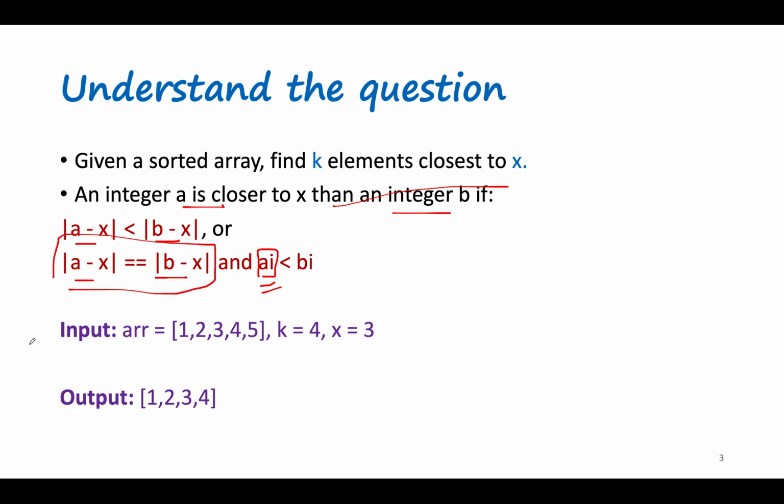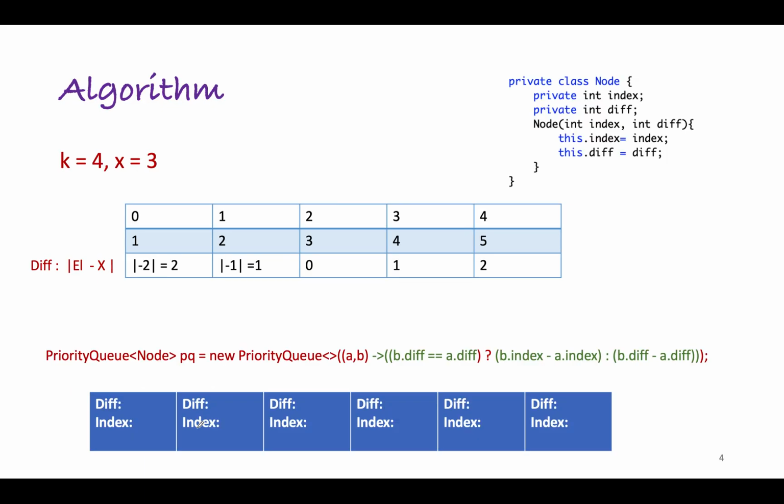We have been given an input 1 2 3 4 5. K is given to us as 4. The x element is given to us as 3, and for this the output would be 1 2 3 4. So let's try and understand the algorithm that we are going to use to solve this question.